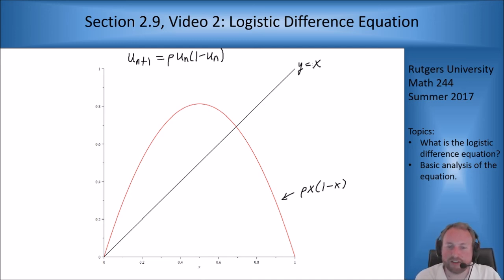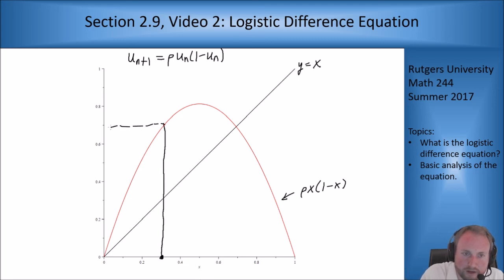So say I start at 0.3. So I'm starting here at 0.3. To find the value, I just trace straight up until I hit the curve. And this here will be u1, say. Now, how do I find my next value? Well, I can find my next value by tracing horizontally till I hit this line, y equals x. Now, what that does is that gets me to the x coordinate that matches the y coordinate I had before. So my x coordinate here is now u1.